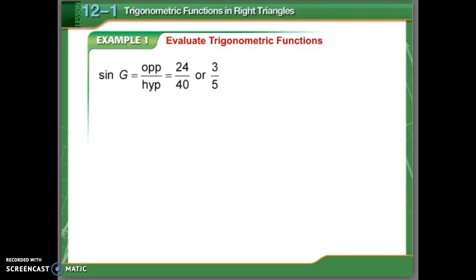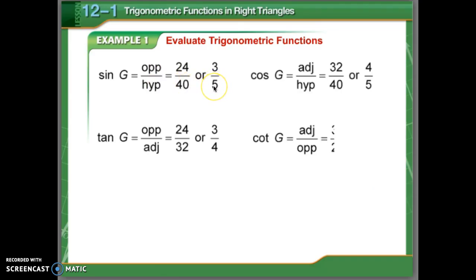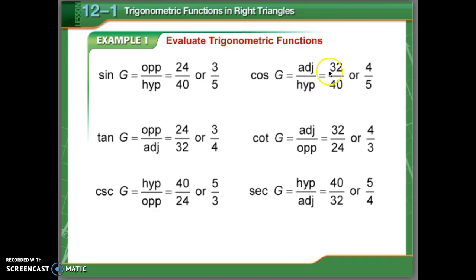Our first ratio, sine, is opposite over hypotenuse, so that's 24 over 40, which reduces to 3/5. Cosine is adjacent over hypotenuse, so 32 over 40, and that reduces to 4/5. Then tangent is opposite over adjacent, so 24 divided by 32, and that reduces to 3/4.